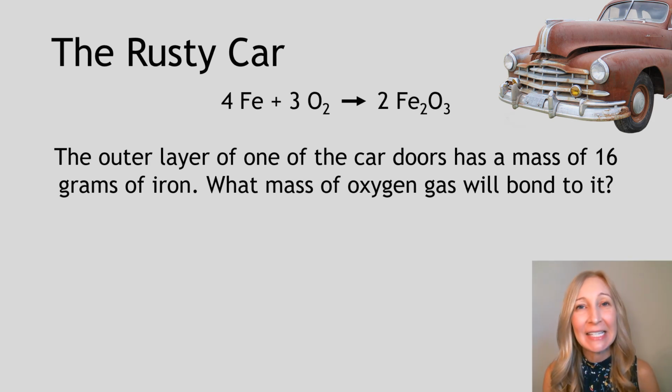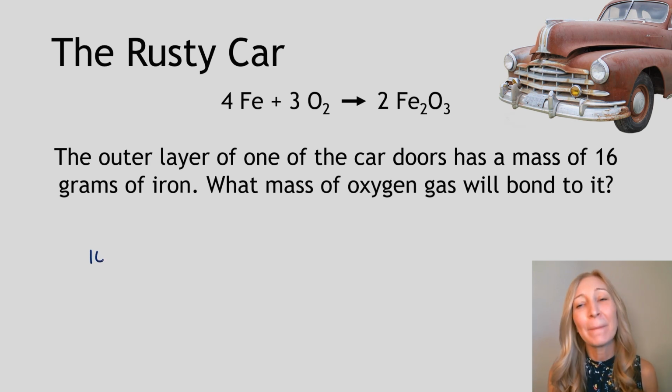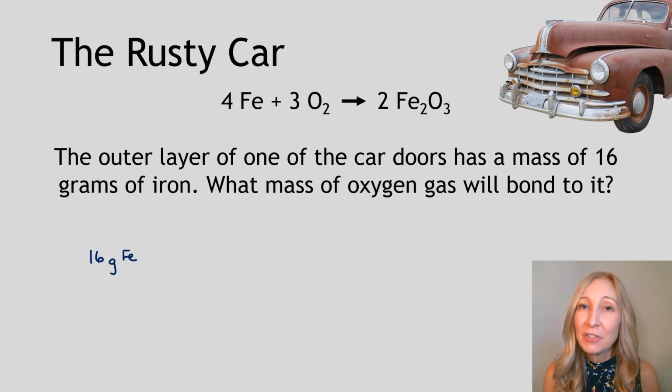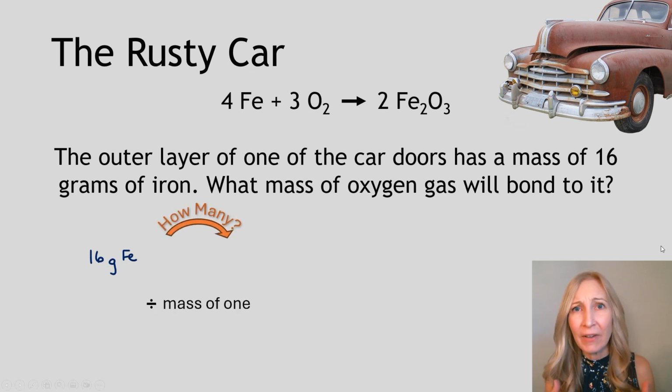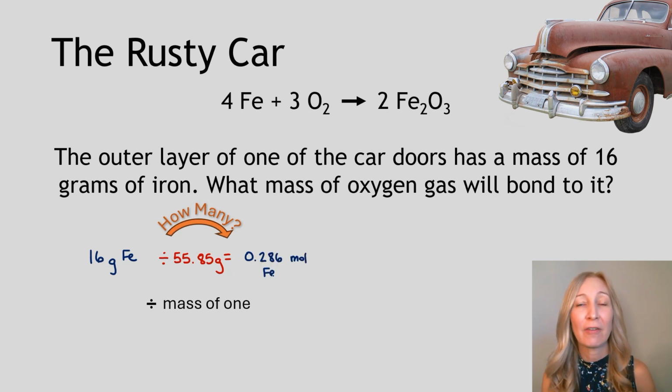We are given 16 grams of iron, and we're asked to figure out the mass of oxygen that reacted to it. First, we need to figure out how many moles of iron we have. We'll do this by dividing by the mass of 1. 16 divided by 55.85 is 0.286. This is how many moles of iron we have.